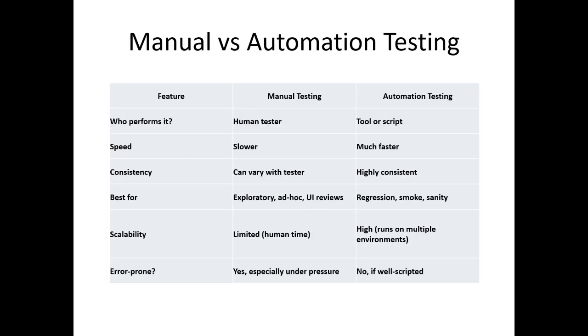So what's the difference between manual testing and automation testing? With respect to each feature, how manual testing will perform and how automation testing will do the same thing. The first feature is who performs it. For manual testing, a human tester needs to do the testing. They will open the application, enter username and password, navigate to the particular page, and validate the application.